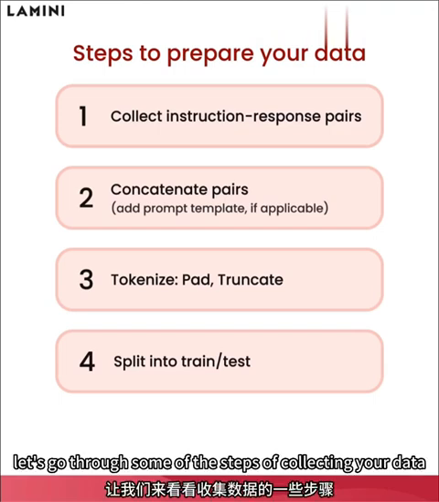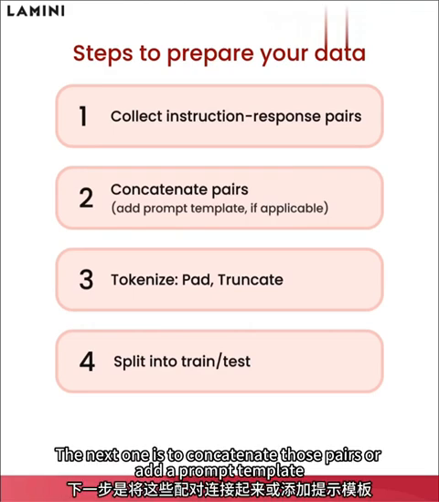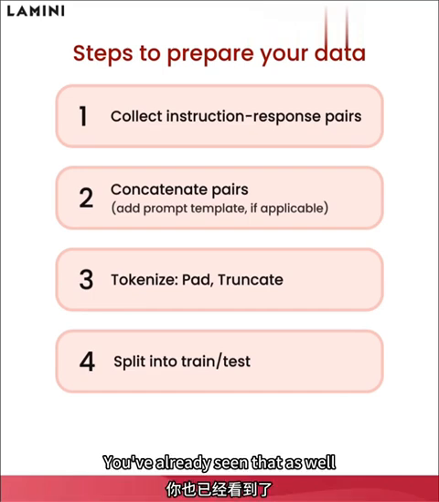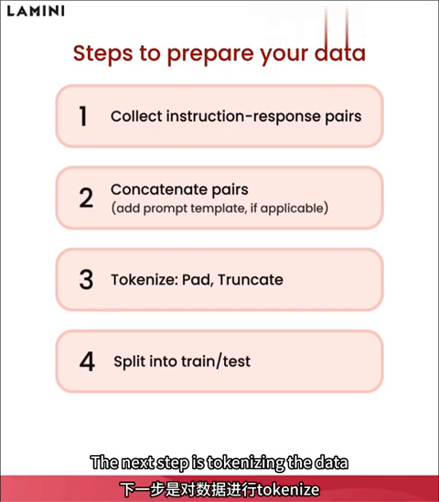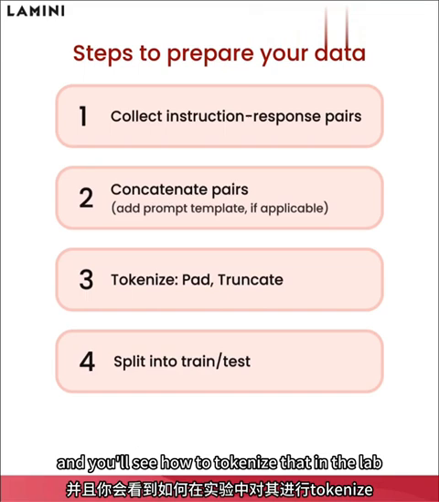So first, let's go through some of the steps of collecting your data. So you've already seen some of those instruction response pairs. So the first step is collect them. The next one is concatenate those pairs or add a prompt template. You've already seen that as well. The next step is tokenizing the data, adding padding or truncating the data so it's the right size going into the model. And you'll see how to tokenize that in the lab.